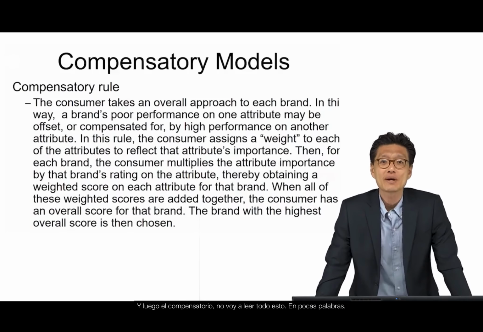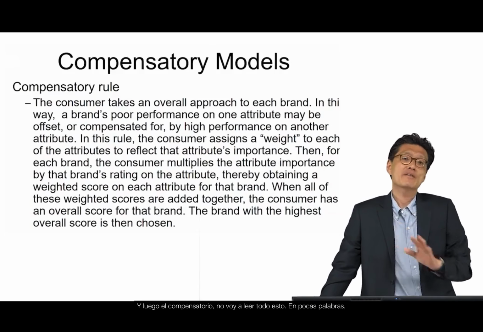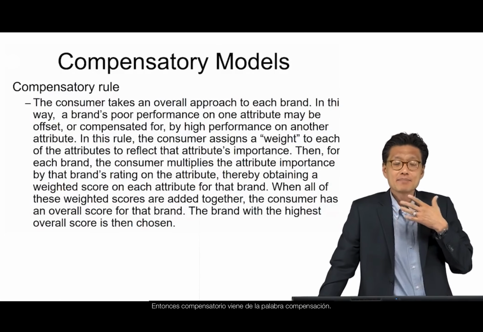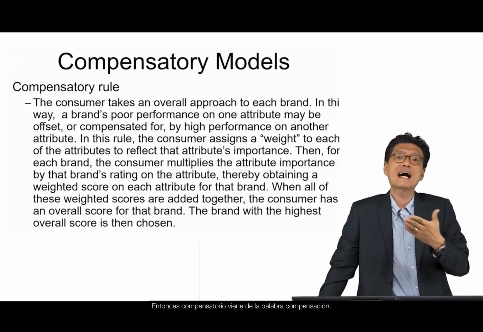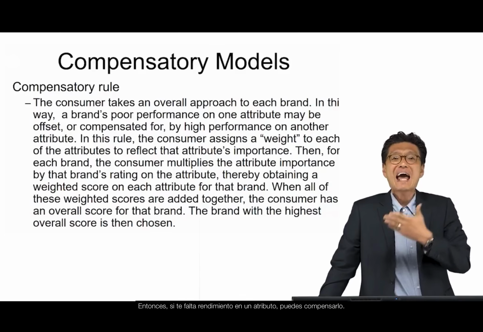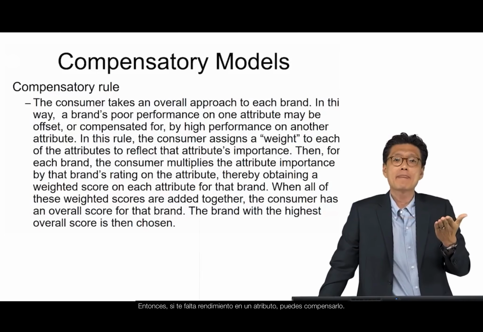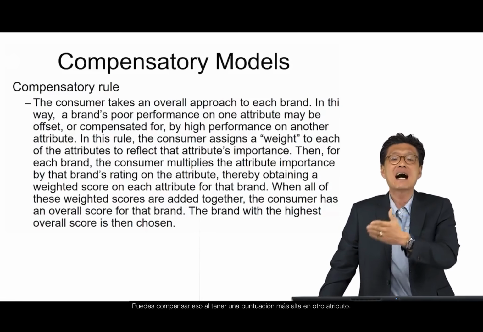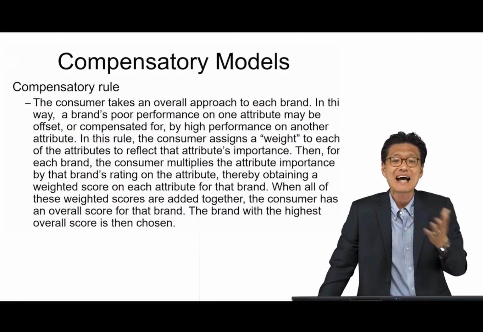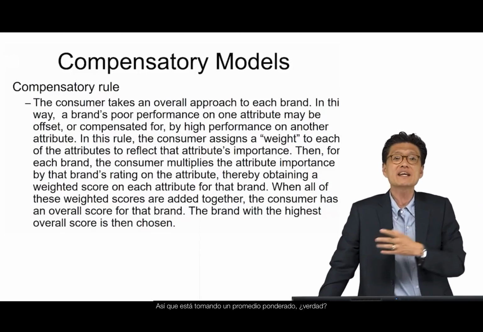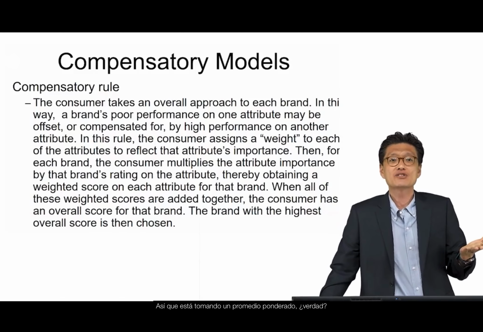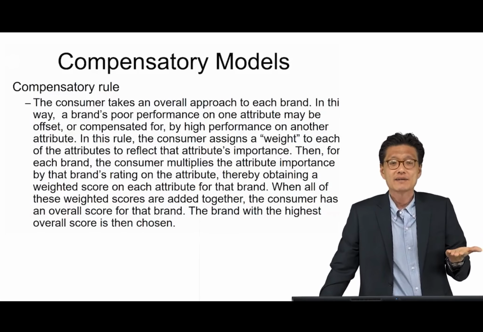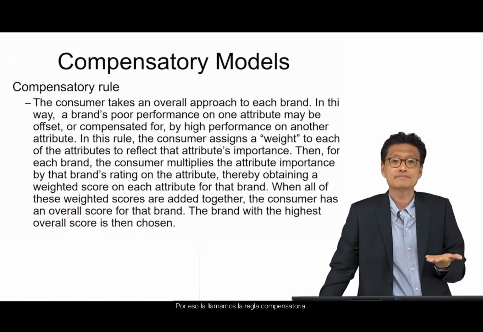And then the compensatory, I won't read all of this. In a nutshell, the compensatory is an additive weighted rule. Right? The word compensatory comes from compensation. So if you lack performance on one attribute, you're able to make up for that. You're able to compensate for that by having a higher score on another attribute. Right? That's why we call it the compensatory rule. So it's taking the weighted average. It's a holistic approach, an overall approach. So that's why we call it the compensatory rule.